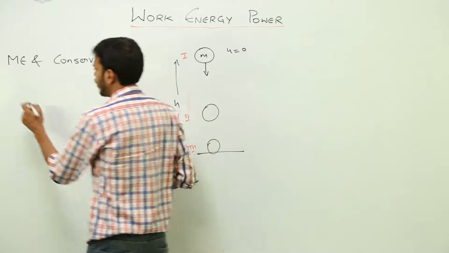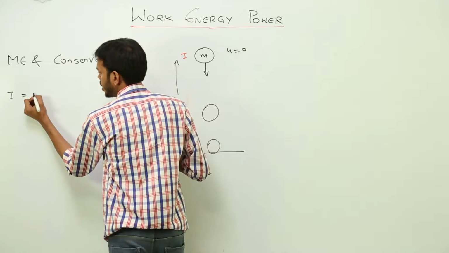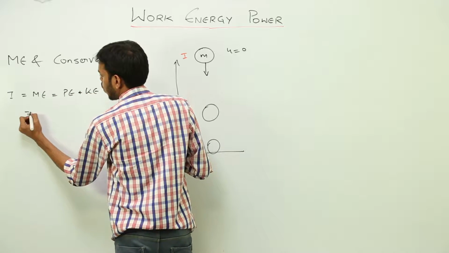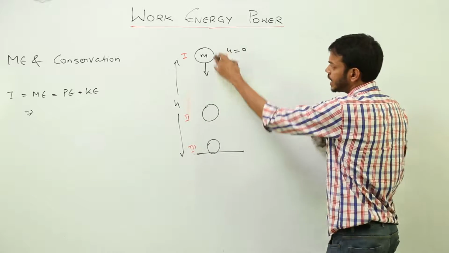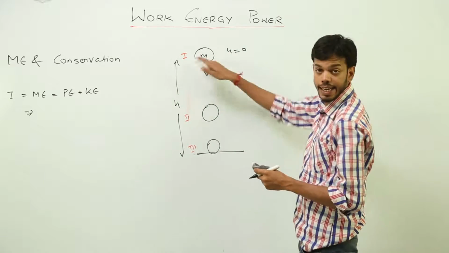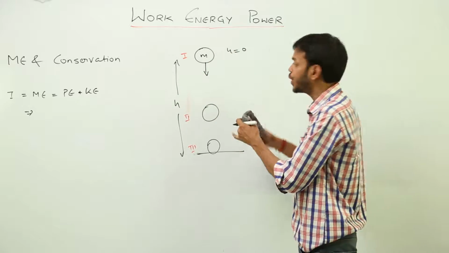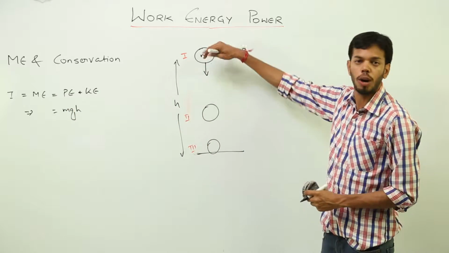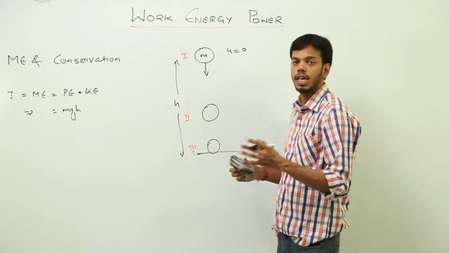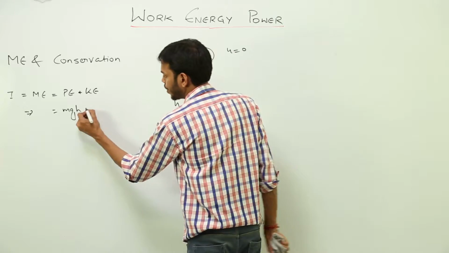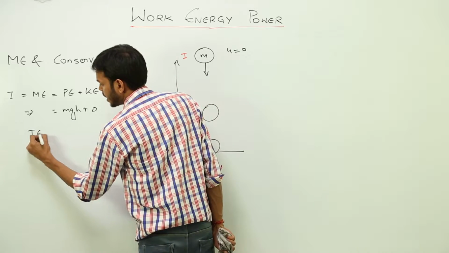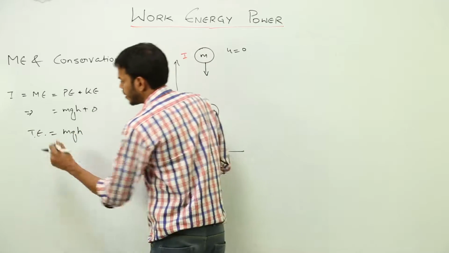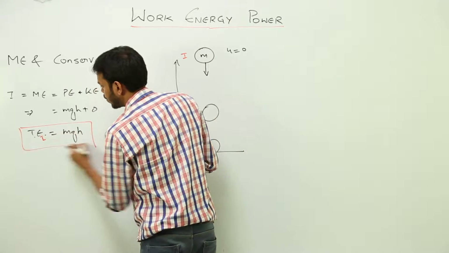At position number 1, mechanical energy is potential energy plus kinetic energy. What is potential energy at height h? The body is at height h, so it has energy in the form of potential, which is mgh. But the body is initially just dropped, so its initial velocity is 0 and kinetic energy is half m 0 square, which is 0. So total energy at position 1 is mgh.